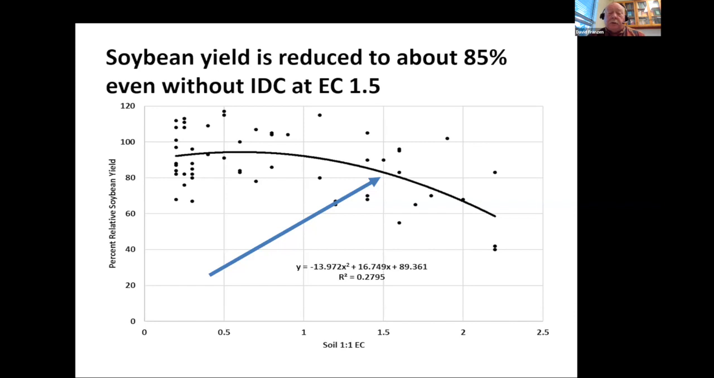This is some work by Kirsten Butcher, who is now a professor in our department, from when she was a master's student. She did some work on IDC and soybean yield. If you get down to maybe an EC of 1.5, you've already clipped about 15% off your yields. Not even with IDC. IDC isn't present in this study, and still, just the salts alone clip the yield by 15%. And then you add IDC susceptibility with the salt, and you've got a major issue.